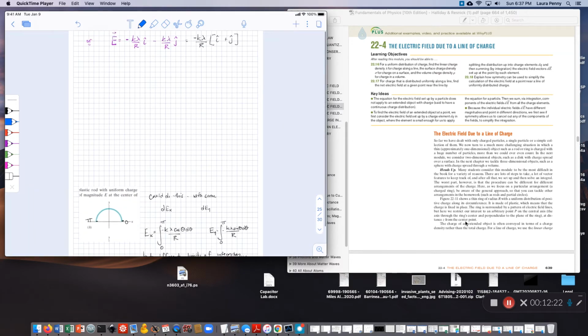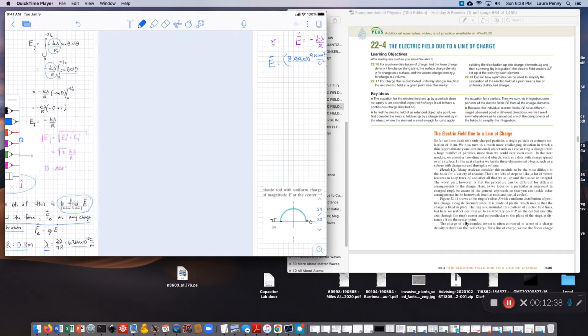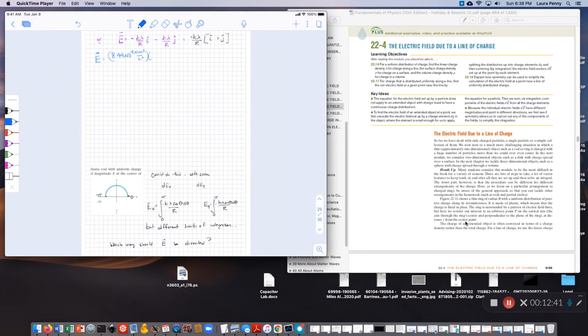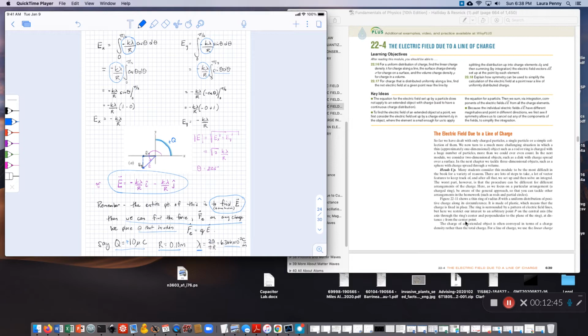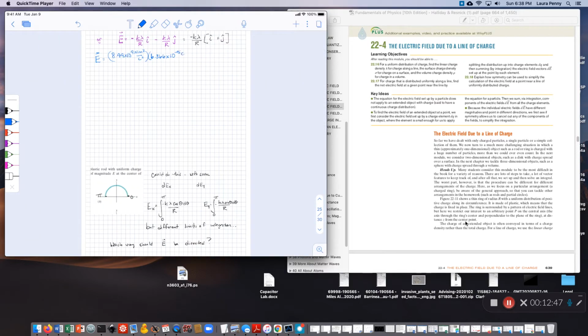I can actually go and figure out what the electric field is at those points. I can say, well, that means the electric field is 8.99 times 10 to the 9 newton meter squared per coulomb squared times that 6.366 times 10 to the negative 5 coulombs per meter over 0.1 meters.